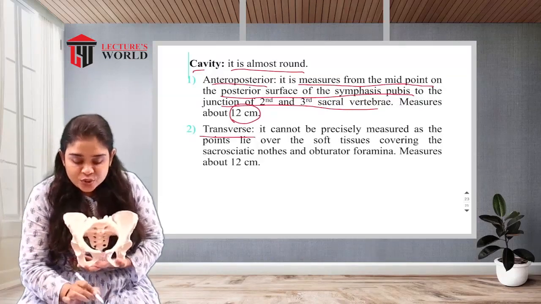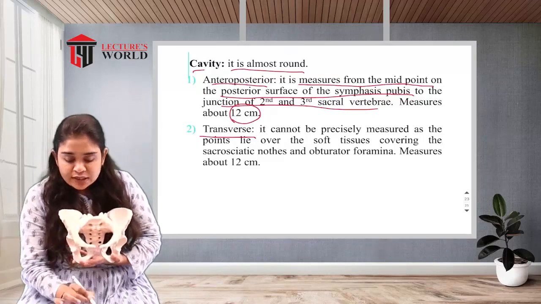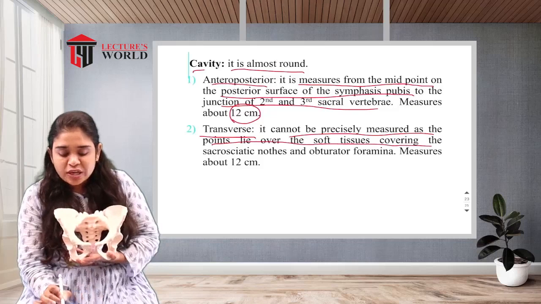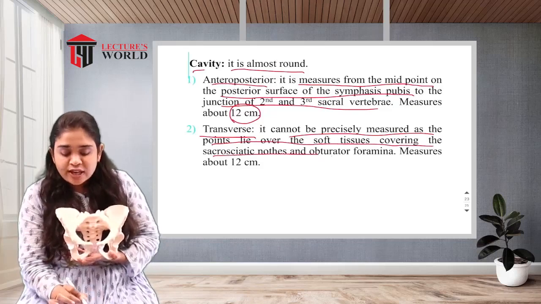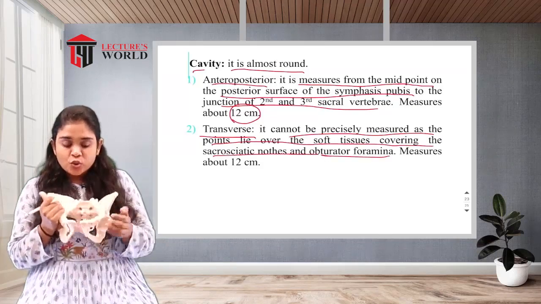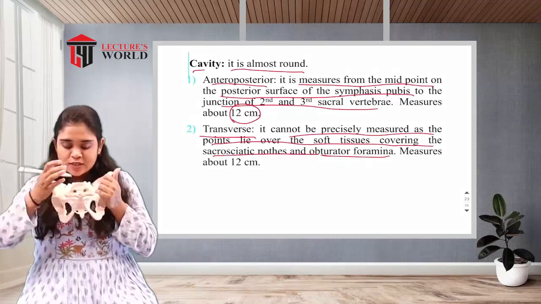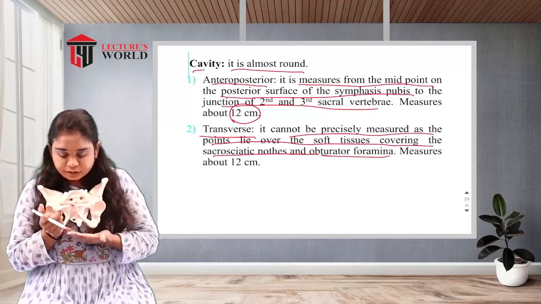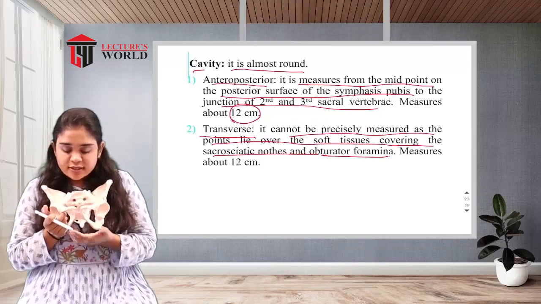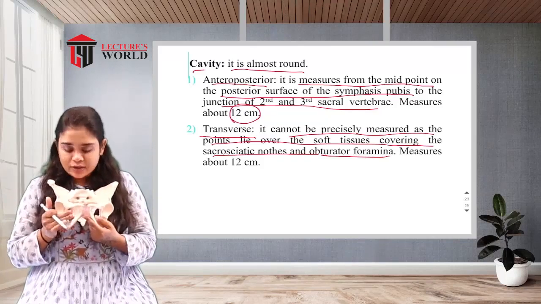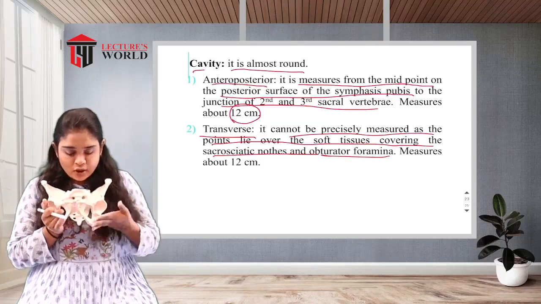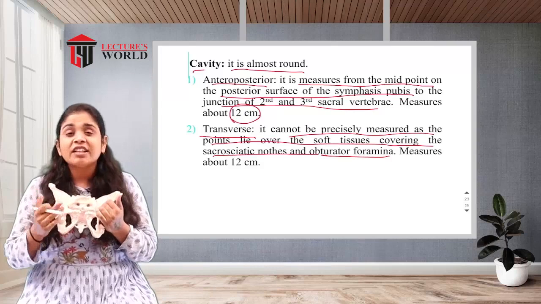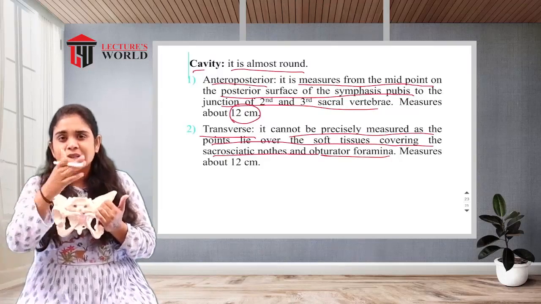Then the transverse diameter cannot be precisely measured, as the points lie over the soft tissue covering the sacrosciatic notch and obturator foramen. The transverse diameter will be mostly like this. This is the obturator foramen, and the sacrosciatic notch will be here. So they will be covered by tissue, with all the tissues surrounding them.